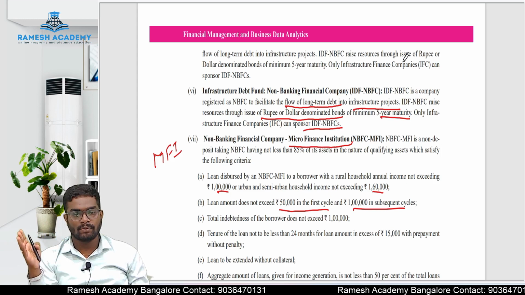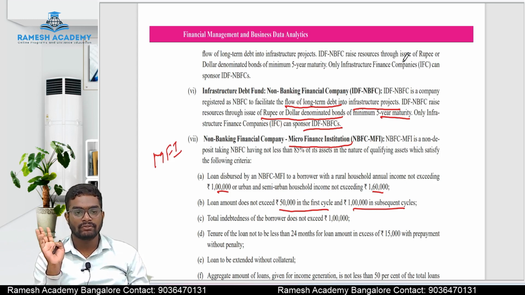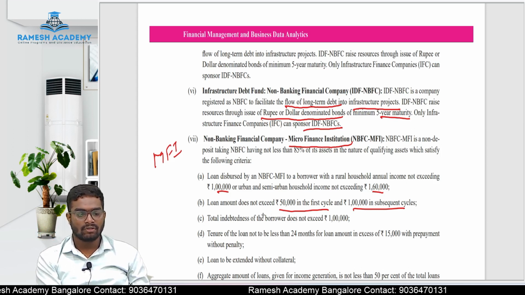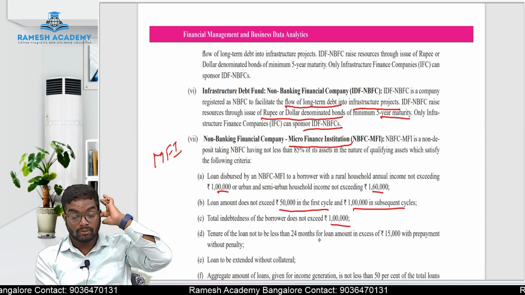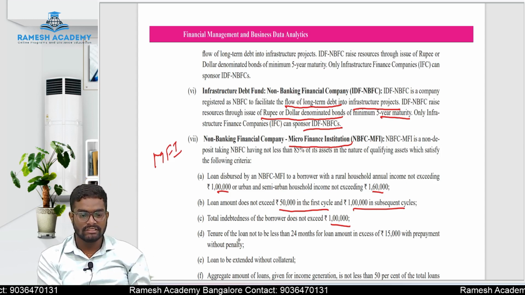So the maximum amount which you can avail from here is 1 lakh, and 50,000 in case of first time. Total indebtedness of the borrower does not exceed 1 lakh. As I told, total indebtedness cannot be more than 1 lakh from each customer or each account holder.